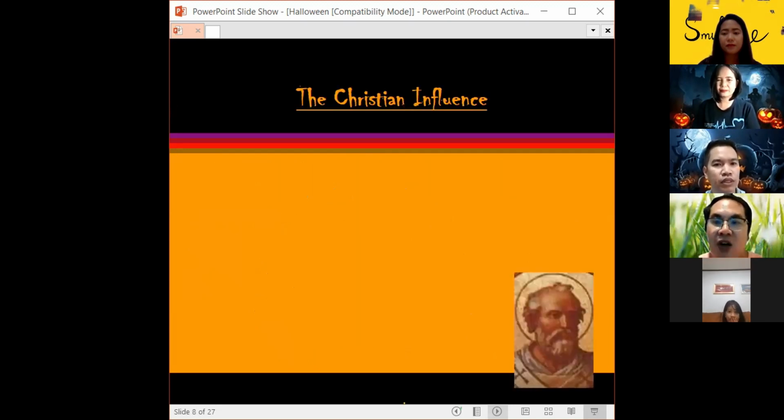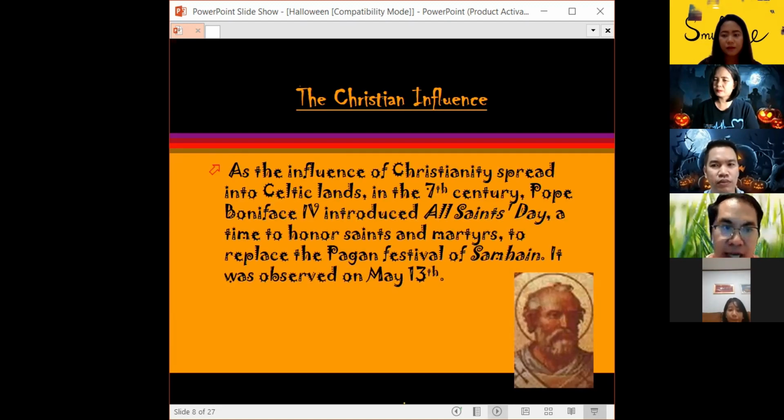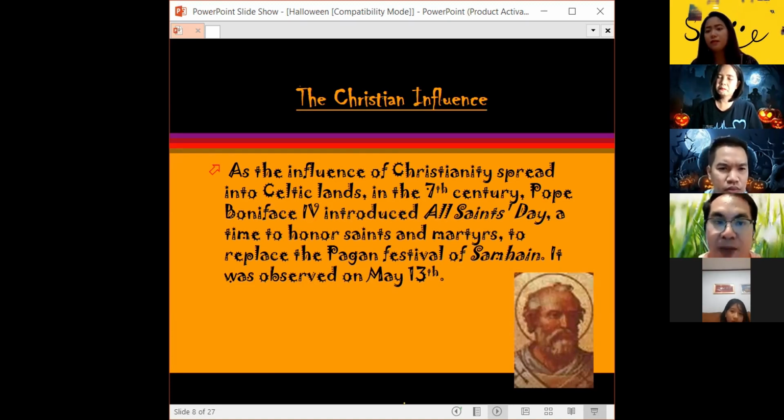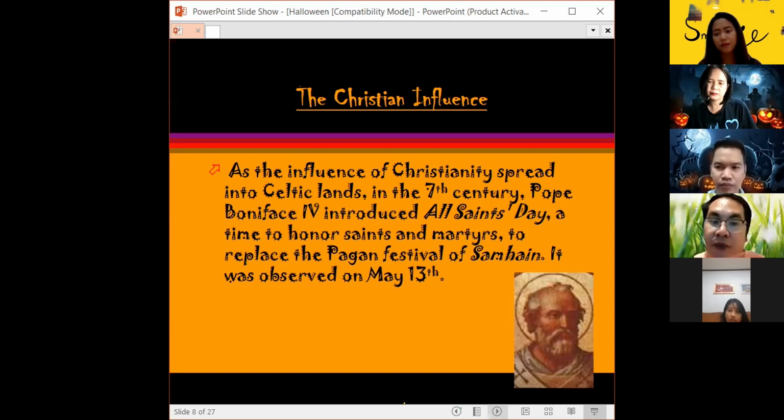All right. So this is also a Christian influence, wherein it was adopted by the Christian religion in our society, as the influence of Christianity spread through the Celtic lands in the 7th century, right? So this one has become a festival now. What do we mean by festival? It's something that we celebrate and remember, or we are enjoying a party, just like Halloween. And it becomes a yearly festival or a party that we celebrate, okay?